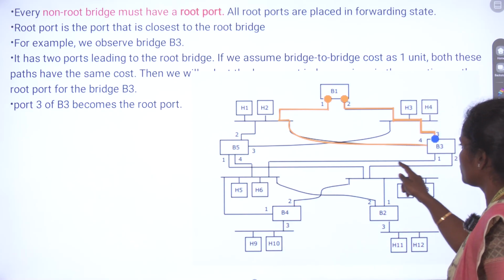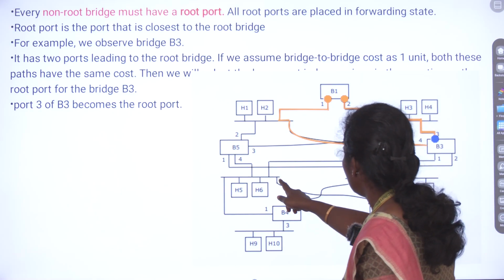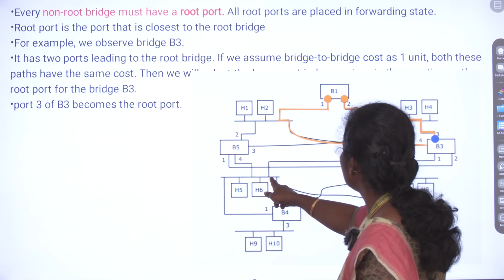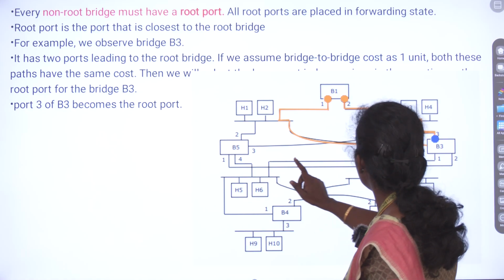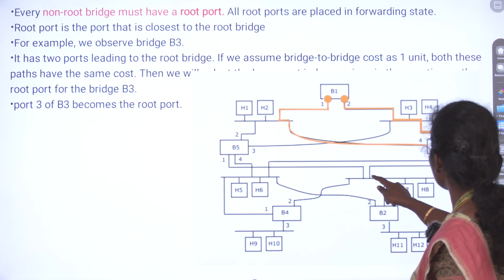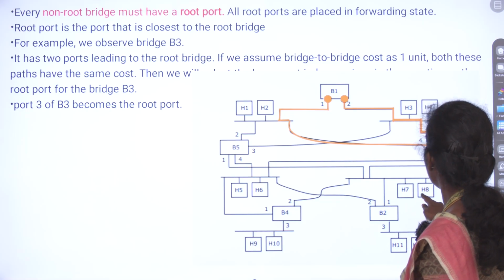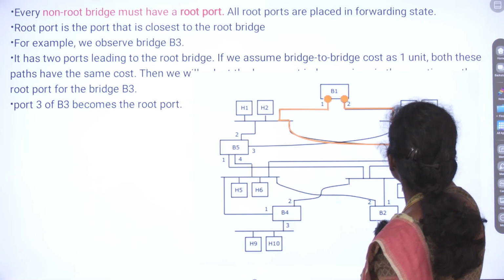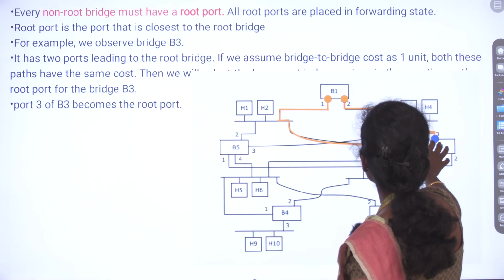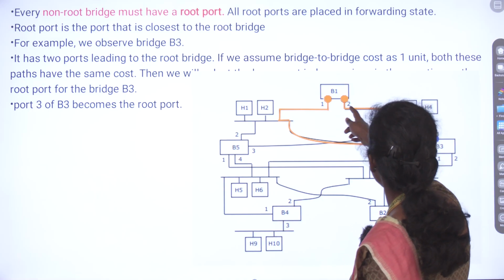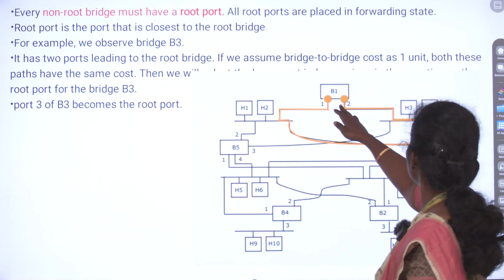First port is connected to LAN 3, and then second port is connected to LAN 4. In this, it will reach bridge 1. It takes a lesser number of hops, that is, it takes only 1 hop. B3 to B1 reaching directly.